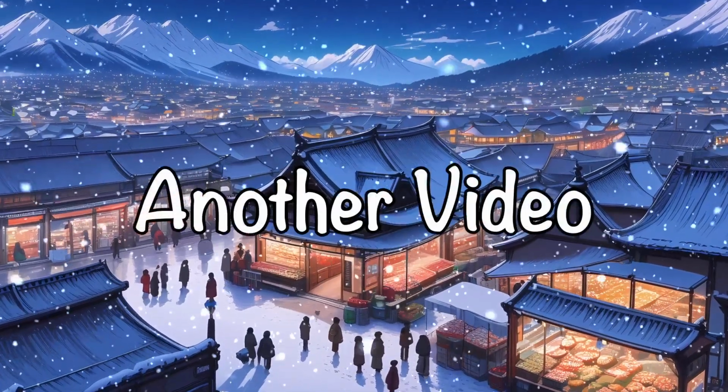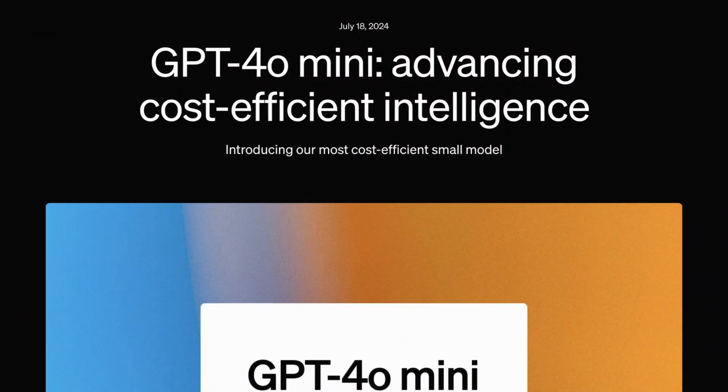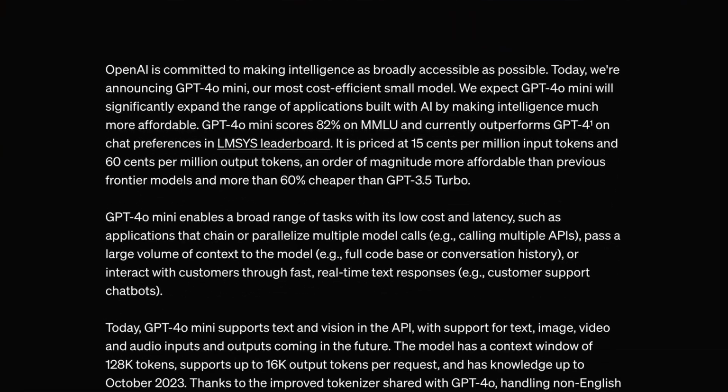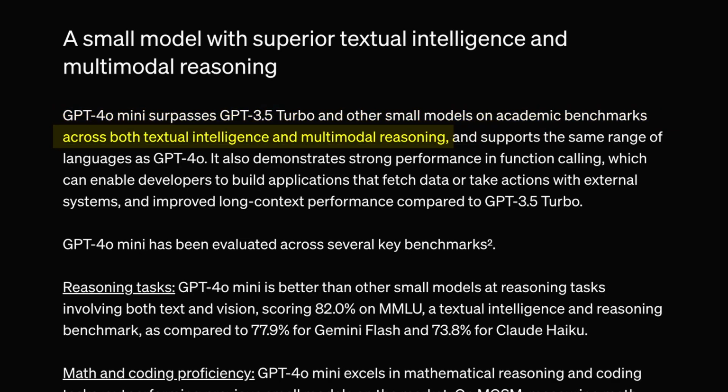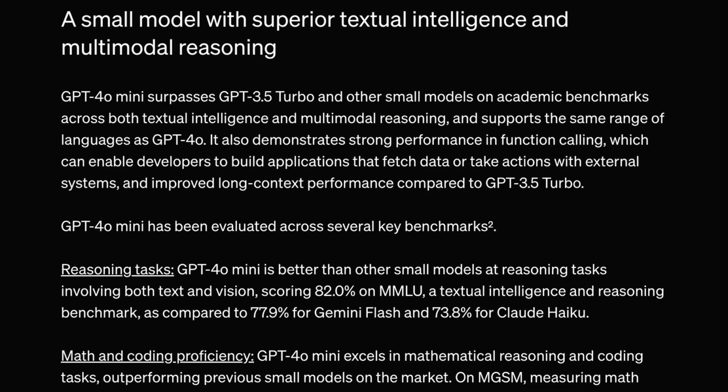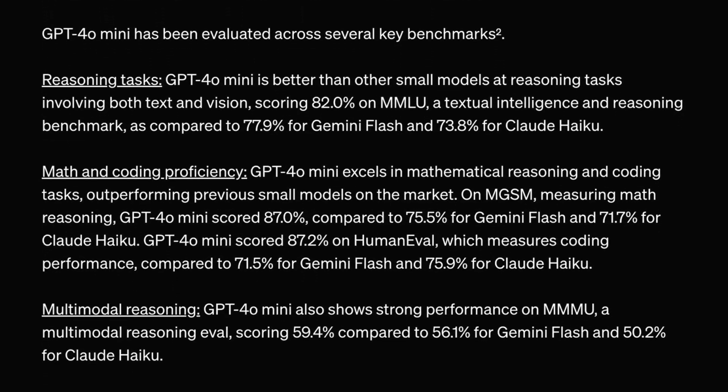Welcome to another video. So, recently, GPT-4o-Mini got launched. They say that it surpasses GPT-3.5 Turbo and other small models on academic benchmarks across both textual intelligence and multimodal reasoning. The major part about it is that it is really good and has better performance than Gemini 1.5 Flash and is even cheaper than Gemini 1.5 Flash.